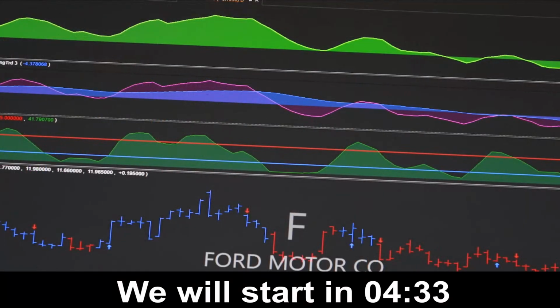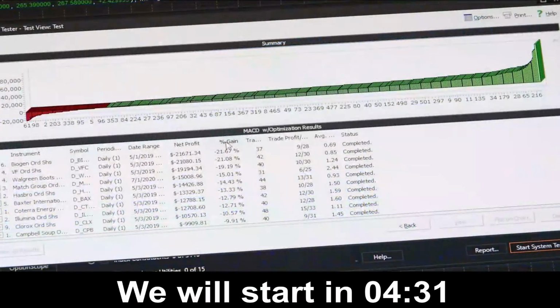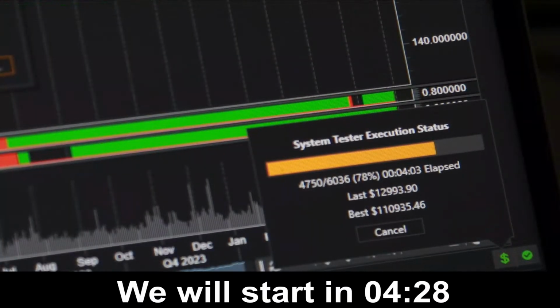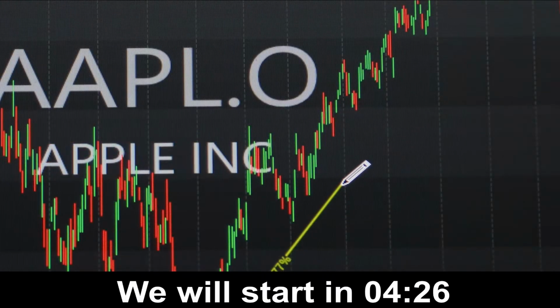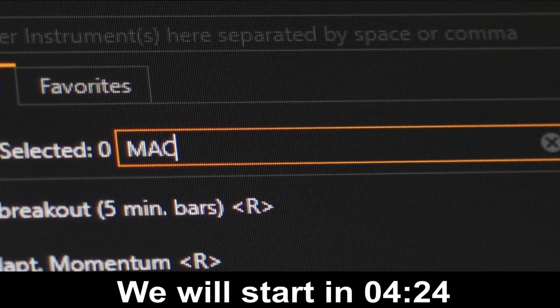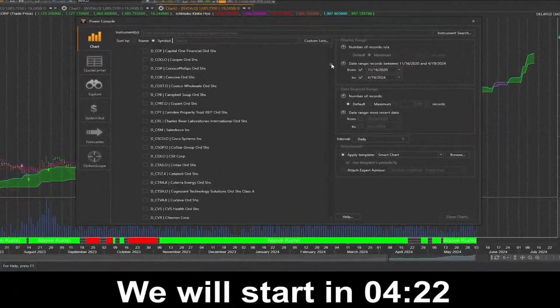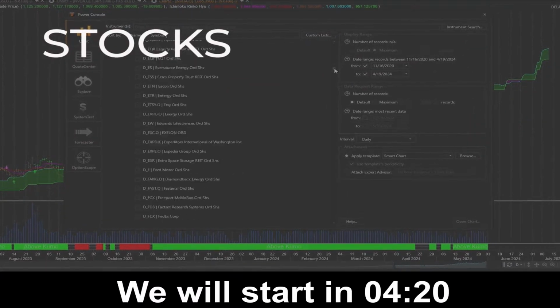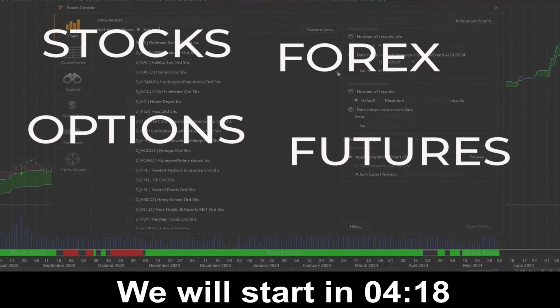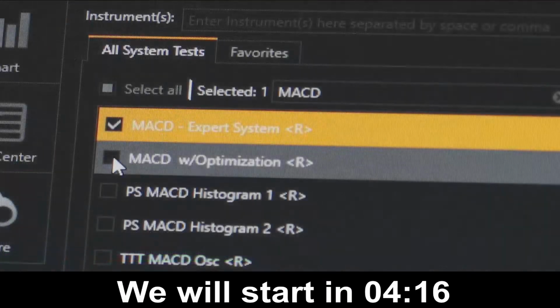MetaStock is an award-winning software and data package that has been helping traders for over 40 years. Simply put, MetaStock is a tool for traders like you to analyze the markets. MetaStock works across all asset classes, including stocks, futures, forex, options, crypto, and more.